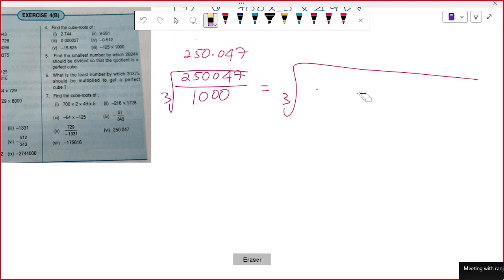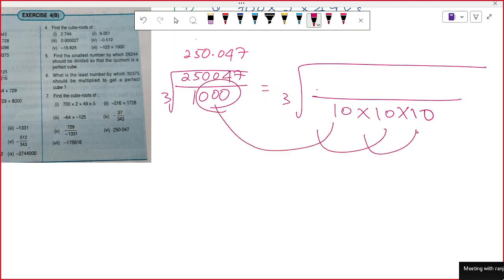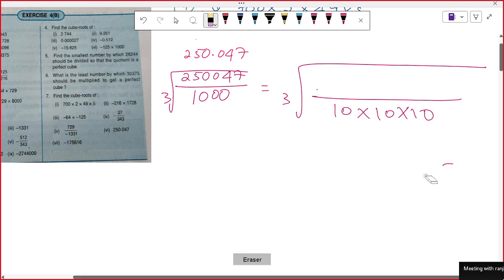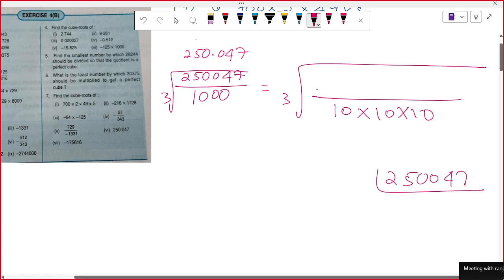Instead of writing the direct answer, how many tens will you write in the denominator? 3. It's a cube root, so write 3 tens. And look here, there are 3 zeros. 10 into 10 into 10 is 1000. Now we will factorize 250047.